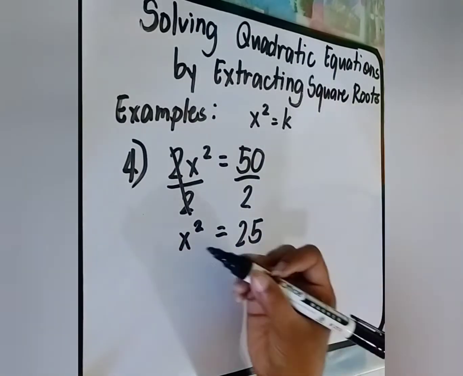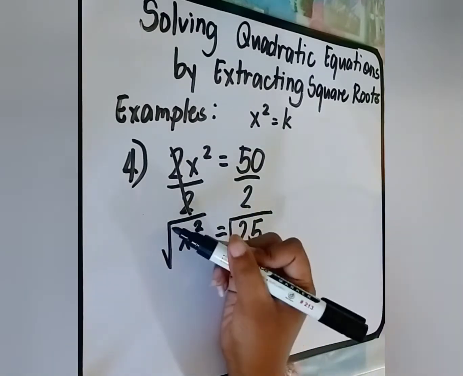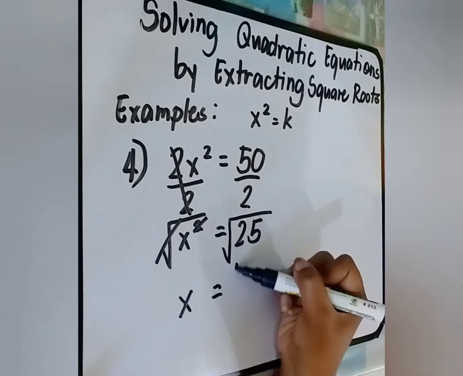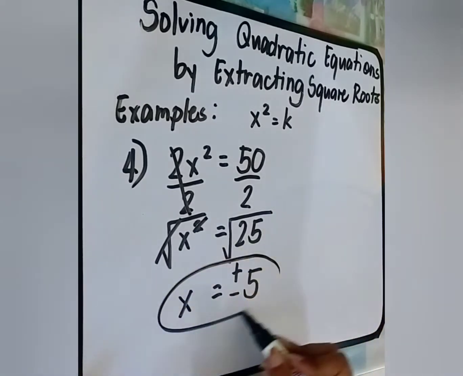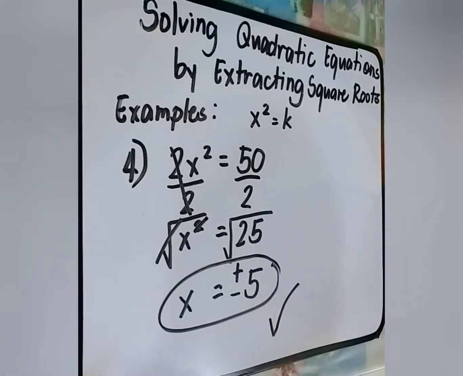And then get the square root of both sides of the equation. Cancel. Ang natira na lang is x and then square root of 25 is positive and negative 5. And those are the values of our equation.